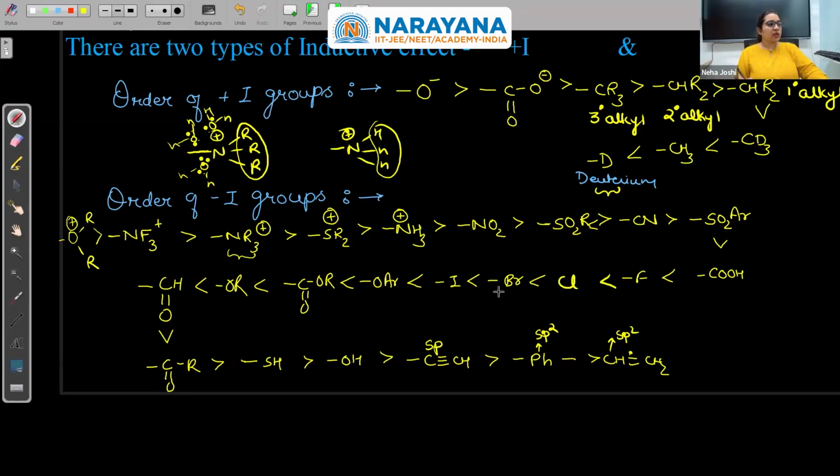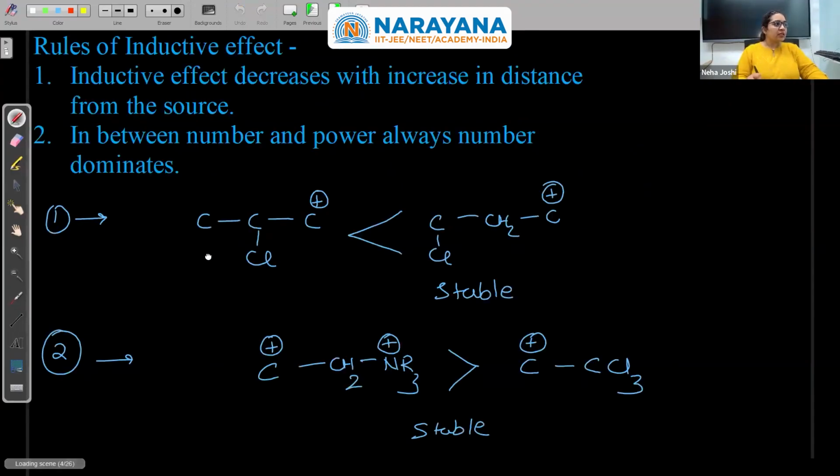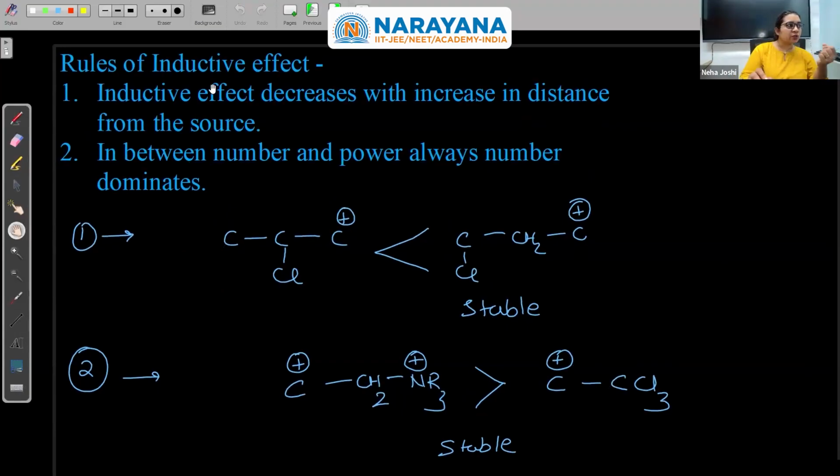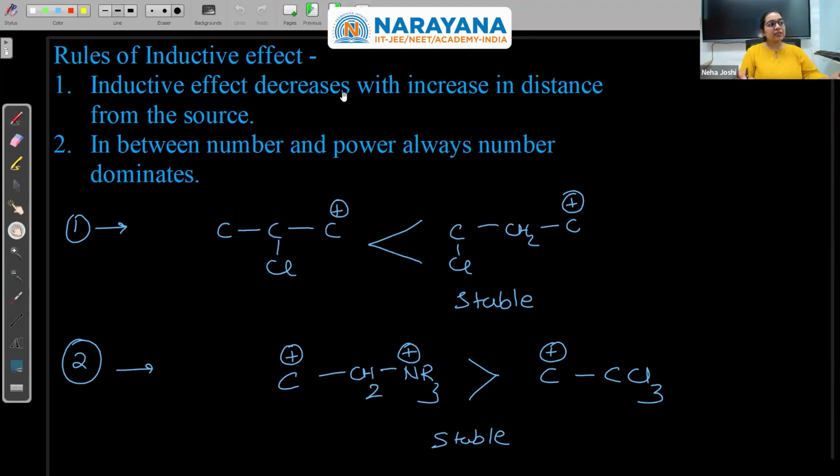Moving further, now there are some rules of inductive effect that you need to keep in your memory. Inductive effect decreases with increase in distance from the source. Inductive effect is always inversely related to distance. As we have just seen, chlorine is acting as a minus I group. The farther away we go from chlorine, the more difficult it becomes to execute the minus I effect of that group.